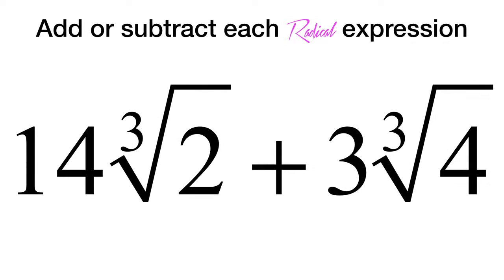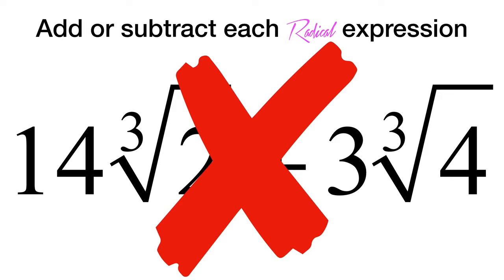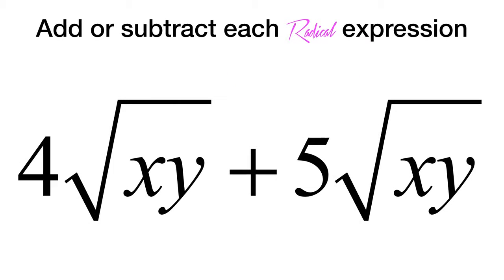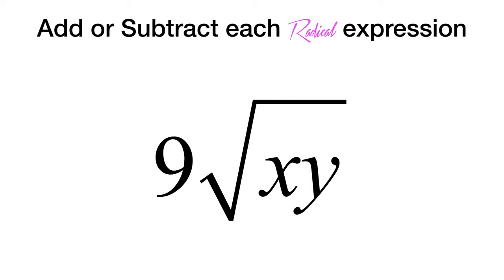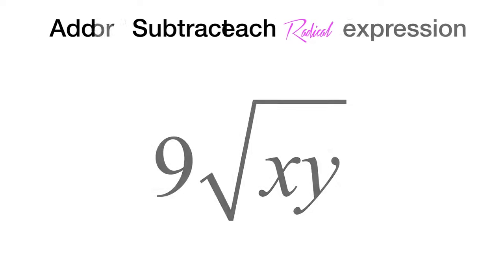So now let's try this one: 14 cube roots of 2 plus 3 cube roots of 4. They're both cube roots, but one is of 2 and the other is of 4. So unfortunately, it just doesn't work. All right, so now let's try this one: 4 square roots of xy plus 5 square roots of xy. Wait, square roots of xy, those are the same. That means we can add them together. 4 plus 5 is 9. Yay! What joy.